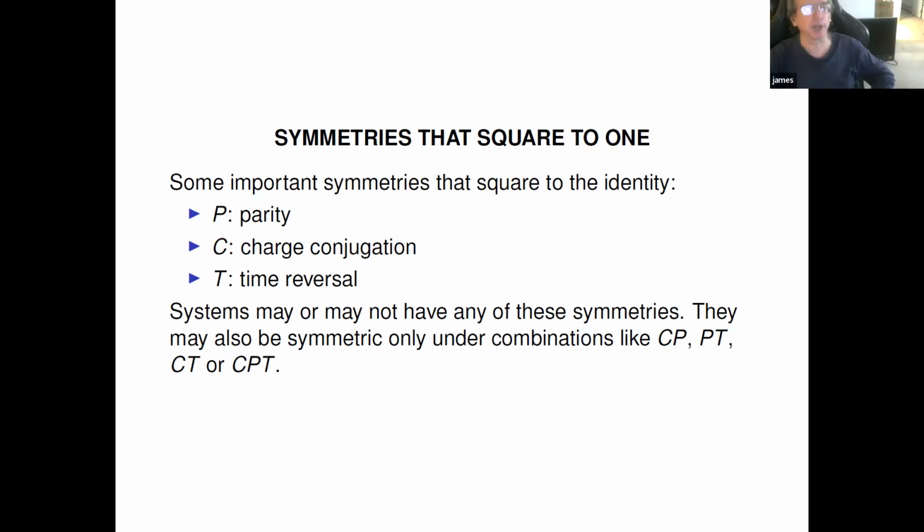Time reversal seems pretty obvious. Parity, what's parity? It's space reversal. Since we're in an odd dimensional space, you can get a nice representative of the other component of the orthogonal group by sending x, y, z to negative x, negative y, negative z. So that's what we take to be parity.